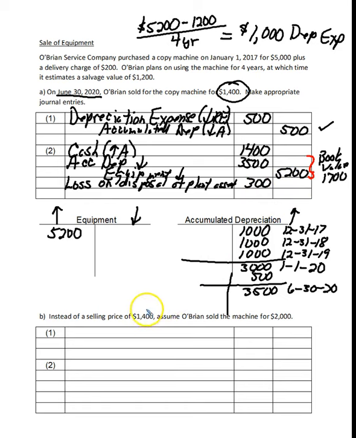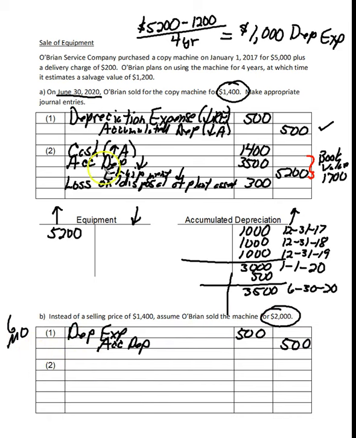Now, I did a what if. Instead of selling it for $1,400, what if O'Brien sold it for $2,000? Well, I still have the first step, and I'm just going to abbreviate depreciation expense this way and accumulated depreciation just to speed up everything. So I still need to go through the same first step of updating for 6 months of depreciation.